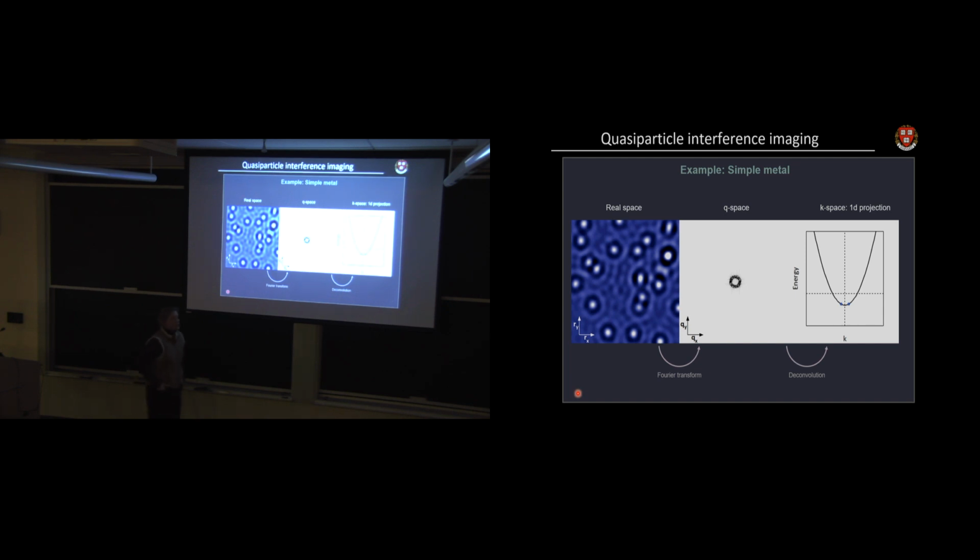Right, so you're absolutely right. So we're just measuring a difference between incoming and outgoing. And so it's certainly easier to solve the problem if you know roughly what the band structure should look like to begin with, and then quasi-particle interference imaging, this technique, quantifies the rough shape of the band structure.